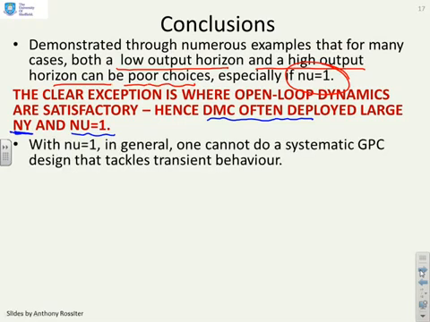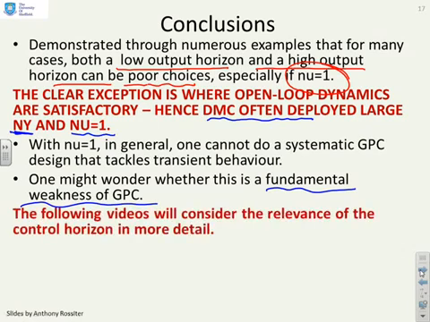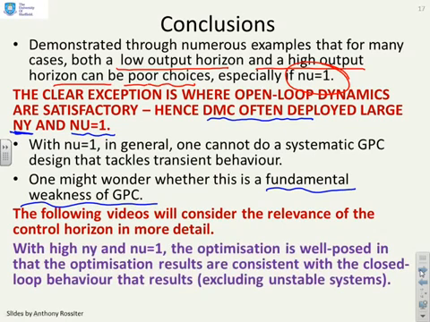With nu equals 1 in general, you cannot do a systematic design that tackles transient behavior. So if transient behavior is a problem, then you can't use nu equals 1, and you might argue this is a fundamental weakness of GPC, but it's more a question of understanding what these parameters ny and nu can do for you. What we're going to do in the later videos then is we're going to start looking at what might happen if we choose larger values of nu, and what sort of values of nu we should be choosing.